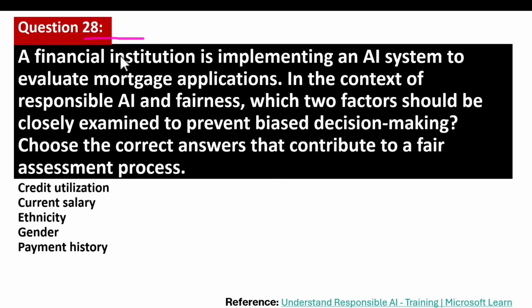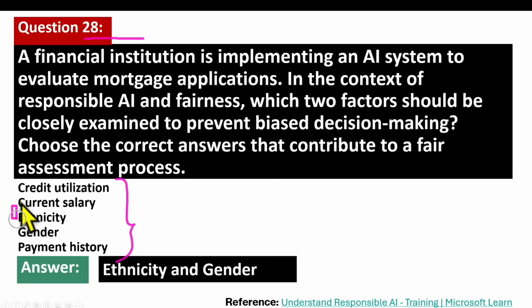Question number 28. A financial institution is implementing an AI system to evaluate mortgage applications. In the context of responsible AI fairness, which two factors should be closely examined to prevent biased decision making? In this question, we have to pick two correct answers from the available options. So, let's look at what the correct answers are. The correct answers are ethnicity and gender.